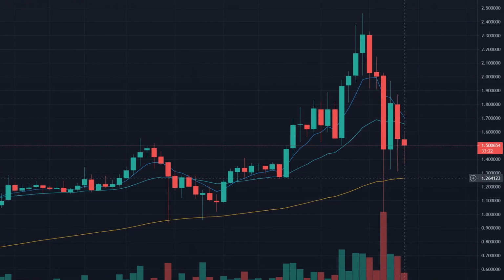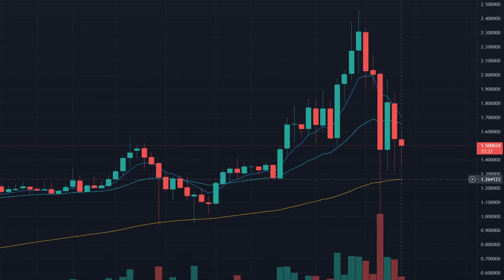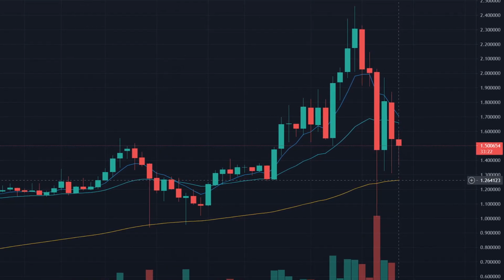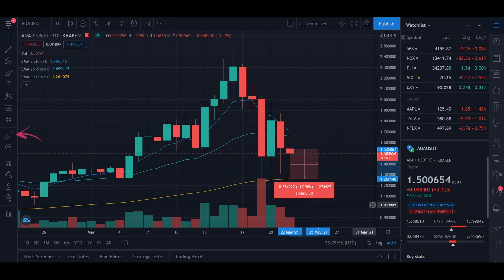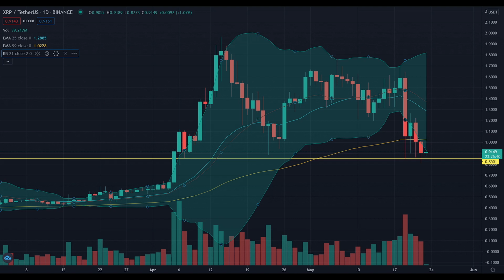Please note that price can still go below this range as other variables are at play, such as liquidations. You can also measure how much drop it would be in price using the measure option. In this example, we can see it is close to a 20% drop. Let's return to our Ripple USDT chart.